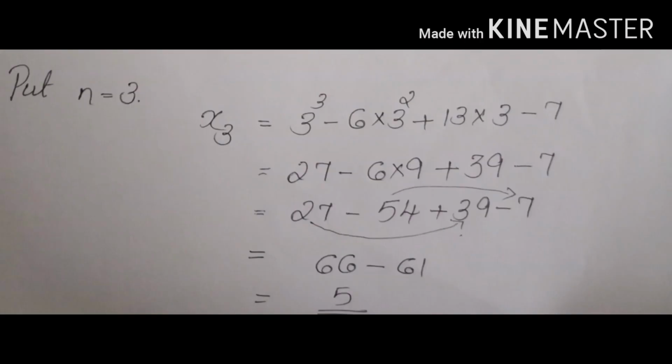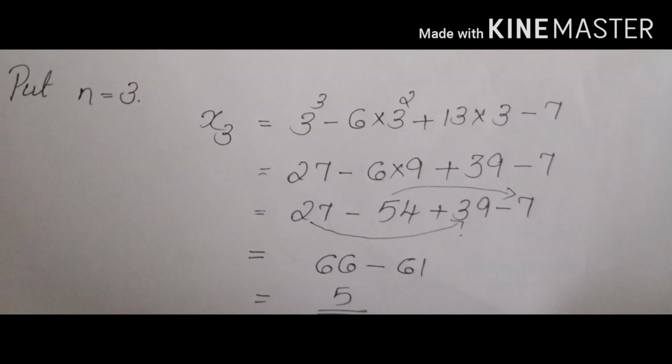Now to find the third term, put n equal to 3. So x3 equal to 3 cube minus 6 into 3 square plus 13 into 3 minus 7. So here 3 cube is 27. So 27 minus 6 into 9 plus 39 minus 7. Here also we have to add positive terms first. So 27 and 39 are the positive terms. So answer is 66 minus 61. So answer equal to 5. So this is the third term.